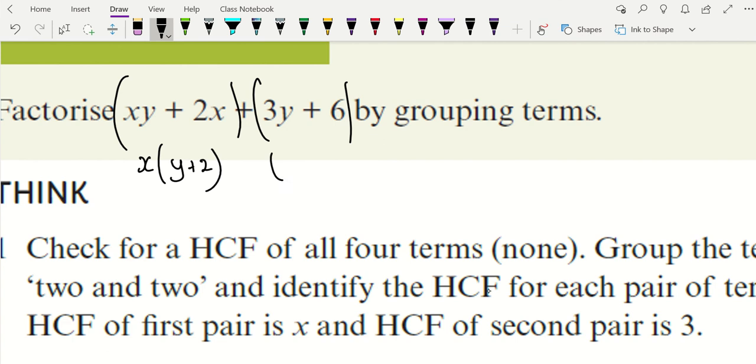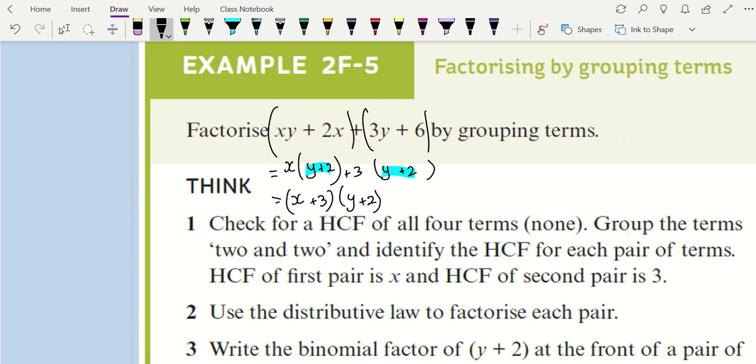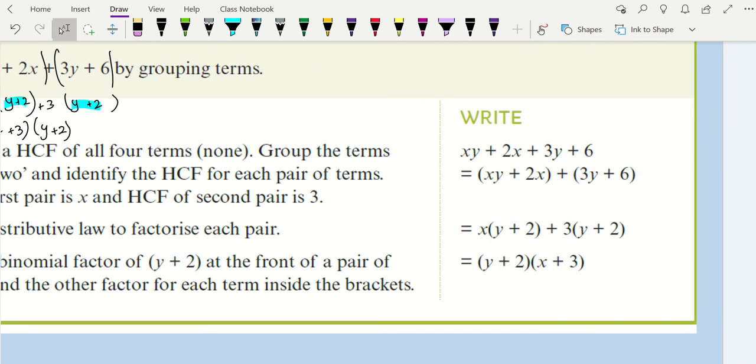Now, what's common to both of these? Well, there's a 3, and it's a plus 3. Now, that's got to be a y, and 6 divided by 3 is 2. Oh, so this is quite nice, isn't it? So you can see that y plus 2 is common to both of these brackets. So then we can just say, well, x plus 3, and then y plus 2 is going to be the second term. So that's nicely done.